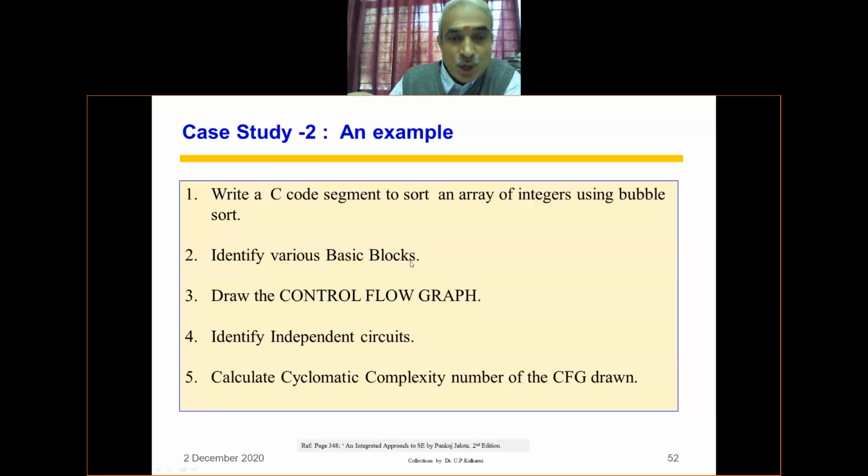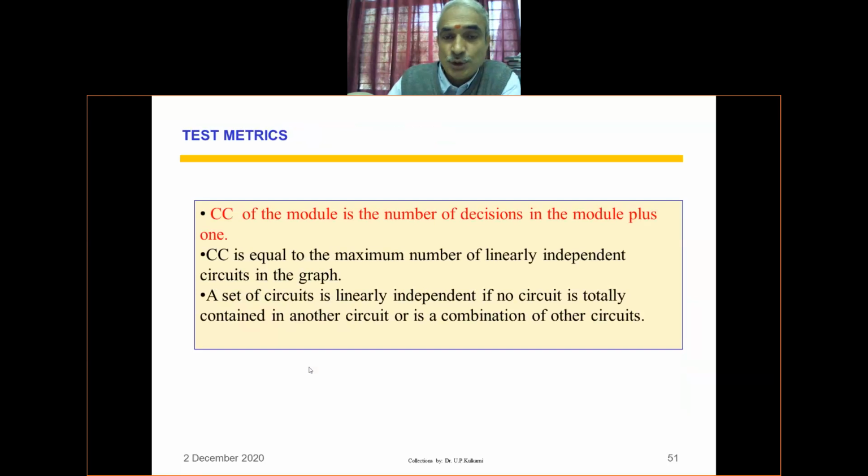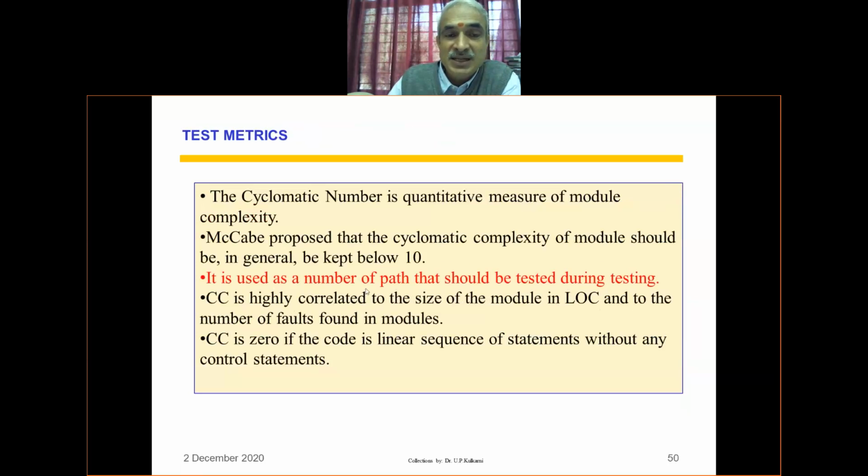Identify various basic blocks. Draw the flow graph. The graph that you draw, we call it the control flow graph, CFG. Please remember, it is referred to as CFG, control flow graph. Then identify independent circuits. Calculate the cyclomatic complexity number of a CFG. And the cyclomatic complexity number indicates the complexity of the module. And also I told you that it is the number of paths that should be tested during the testing. Is that clear?